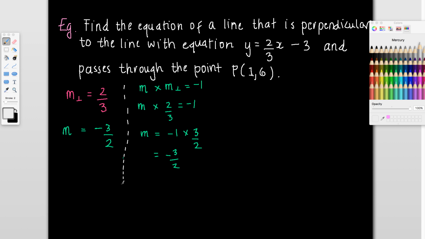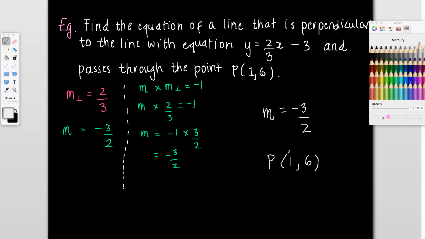All right. So we've got the gradient now. The gradient is -3/2. But of course, now that we've got the gradient, so our information, and we know that it passes through this point, P(1, 6). There we go. So what I'm going to do is use that same equation that I used before, the point-gradient form of the equation of a straight line.